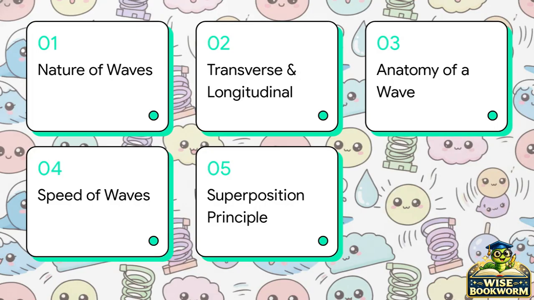To find the answer, we'll go on a quick 5-step journey today. We'll start with the nature of waves, contrast transverse and longitudinal motion, break down a wave's anatomy, discover nature's speed limits, and finally wrap up with the mathematics of superposition.